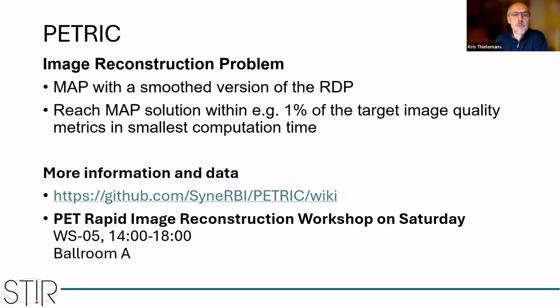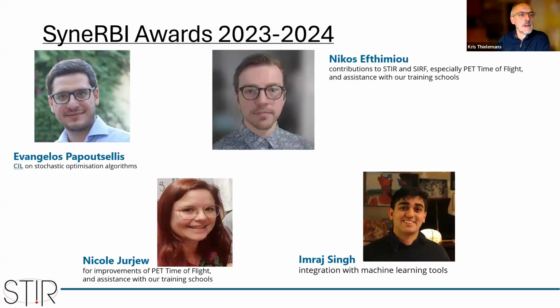It was a map with a smooth version of the relative difference prior, and the aim was to get there close. If you're interested, here is the website, and do come to our workshop on Saturday afternoon, where you will hear some more presentations, some more detail on this, but also the 3 winning teams are going to present their algorithms, which will be interesting.